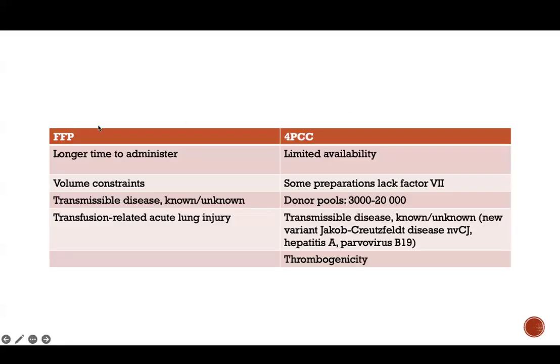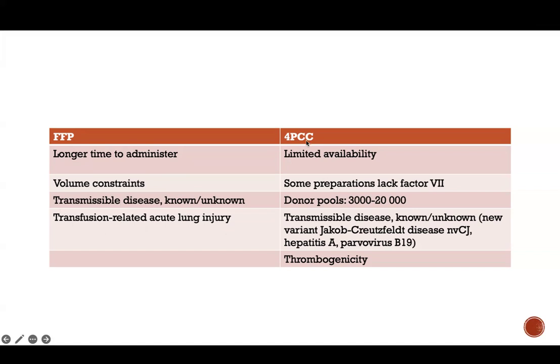So when you compare fresh frozen plasma and 4-factor prothrombin complex concentrates, the fresh frozen plasma takes a longer time to administer because it is large in volume. You have to be very careful because a large amount of volume has to be given to the patient. It can transmit diseases, and there is a risk of transfusion related acute lung injury.